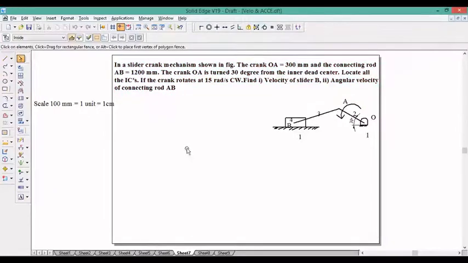A slider crank mechanism is shown in the figure. The crank OA is equal to 300 mm and the connecting rod AB is equal to 1200 mm. The crank OA is turned 30 degrees from the inner dead center. Locate all the instantaneous centers if the crank rotates at 15 radians per second in clockwise direction. Find the velocity of slider B and angular velocity of connecting rod AB. For this, a rough diagram is given in the problem itself. Let us draw the first step, the configuration diagram, by taking a suitable scale.